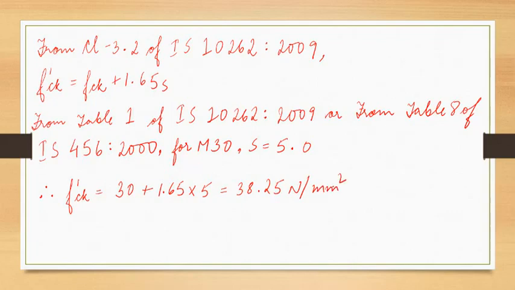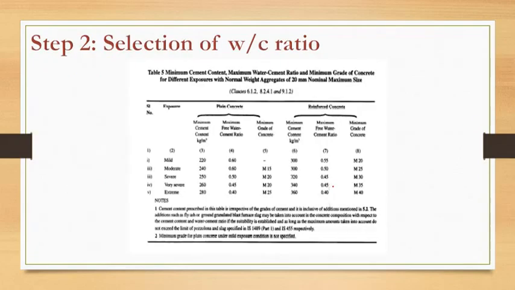Now let us come to step 2. Step 2 is the selection of water cement ratio. Where do we get the selection of water cement ratio from? From table 5 of IS 456/2000. Here, corresponding to different exposure conditions and also for different grades of concrete, both for plain concrete and reinforced concrete, we are given the maximum free water cement ratio or minimum cement content.